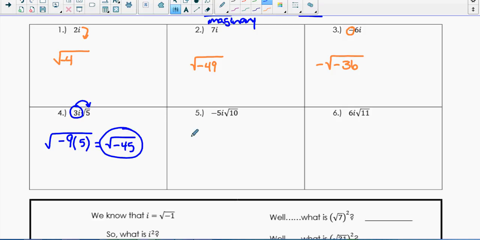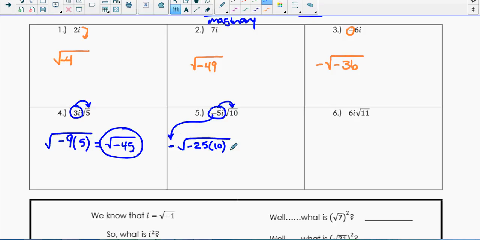Okay, next one. In order to put the negative 5i back under the radical, I square 5 and I get 25, but it'd have to be taking the square root of a negative so that it's imaginary, times the square root of 10, which is already in there. So again, check your work. The square root of 25 is 5, and because I'm taking the square root of a negative, this negative has to stay on the outside.